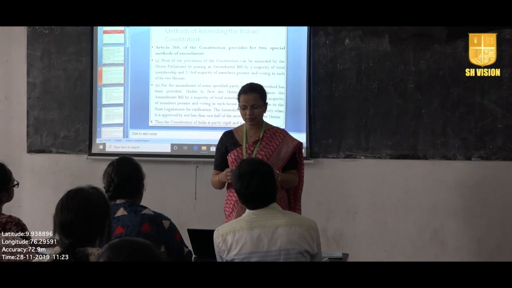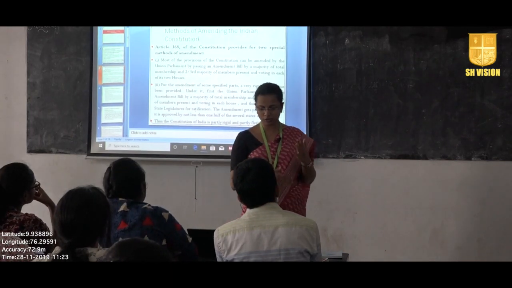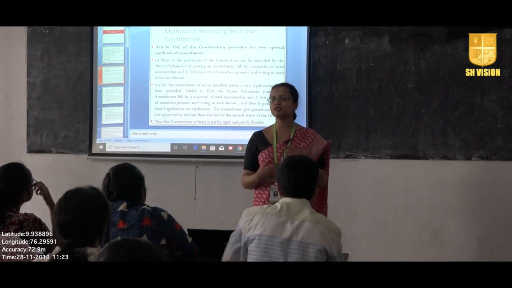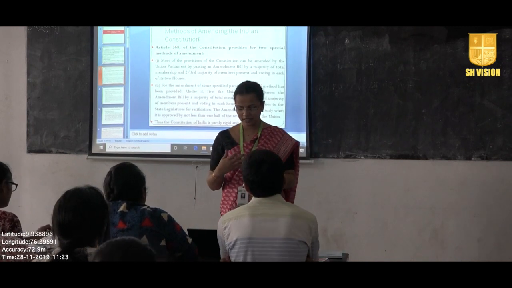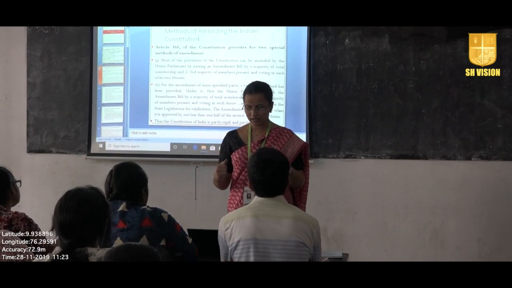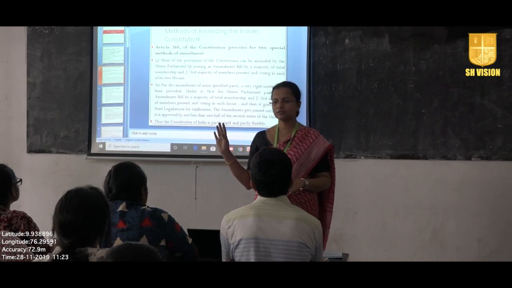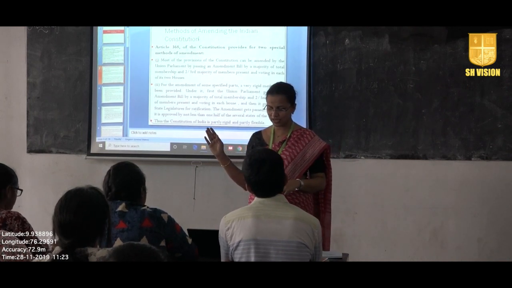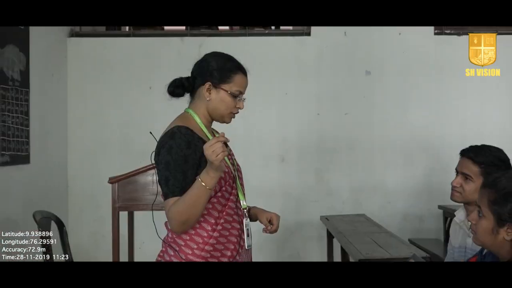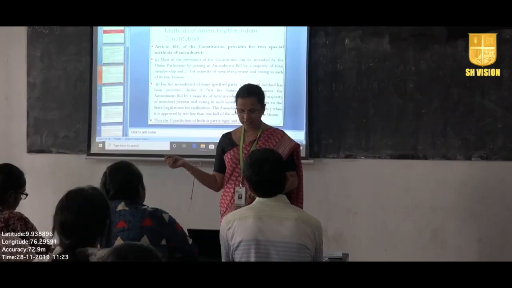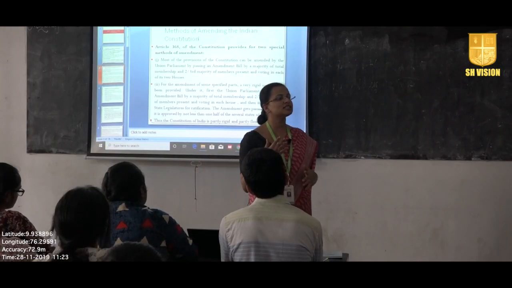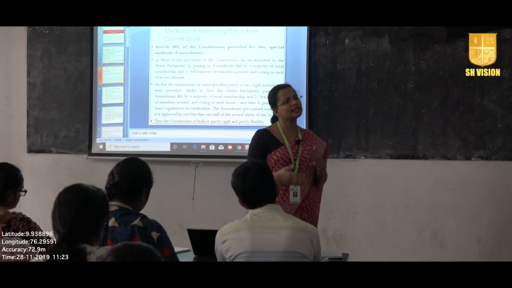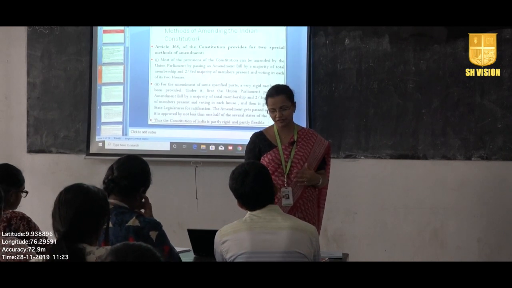Next up, this is coming to the more difficult part, where you have to follow a rigid method. Let's see how the rigid method works. Under it, first the bill is passed by the Union Parliament with a majority of the total membership and 2/3 majority of members present and voting in each house. Subsequently, it goes to the state legislatures. Then the state legislatures have to ratify this.